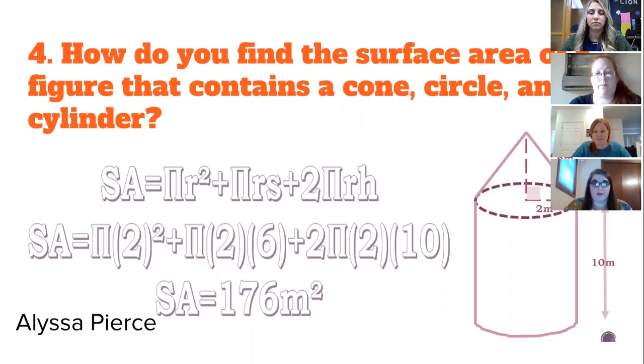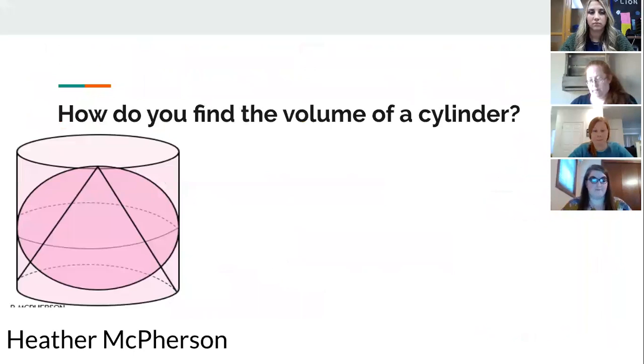So we would separate those into what they are, the cone, the circle, and the cylinder, and add all of those formulas together. So your surface area is going to equal pi r squared plus pi r s plus 2 pi r h. So we plug in all of our numbers. So we have pi times 2 squared plus pi times 2 times 6 plus 2 pi times 2 times 10 to get a total surface area for the whole figure of 176 meters squared. And that's how we do it.